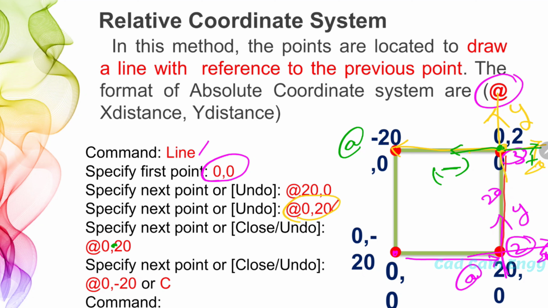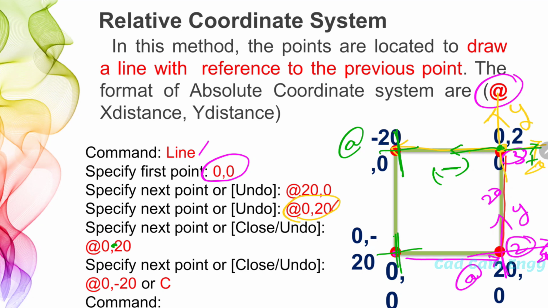Next, the last point, my final point. This is my origin point. Again it comes down, minus 20 in the y-axis. So I use at the rate 0 comma minus 20, or we can use C also. Okay, so this is the relative coordinate system.